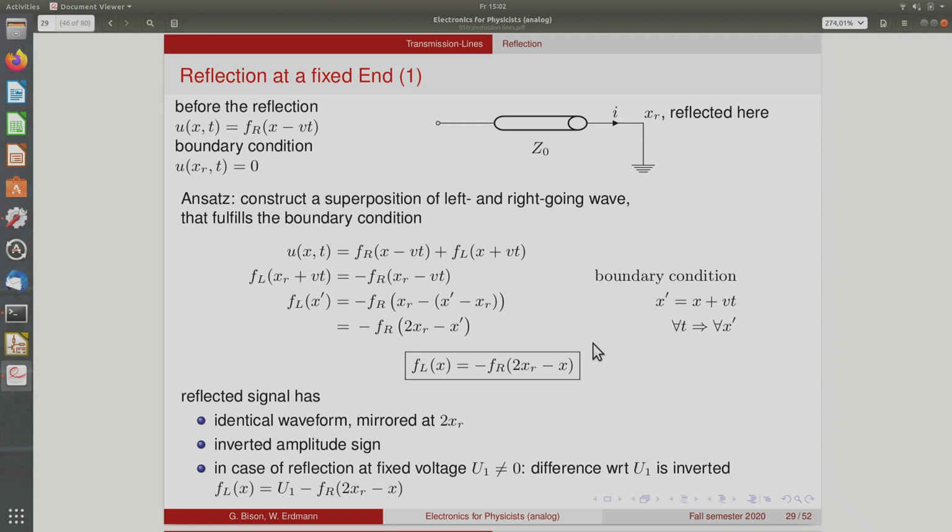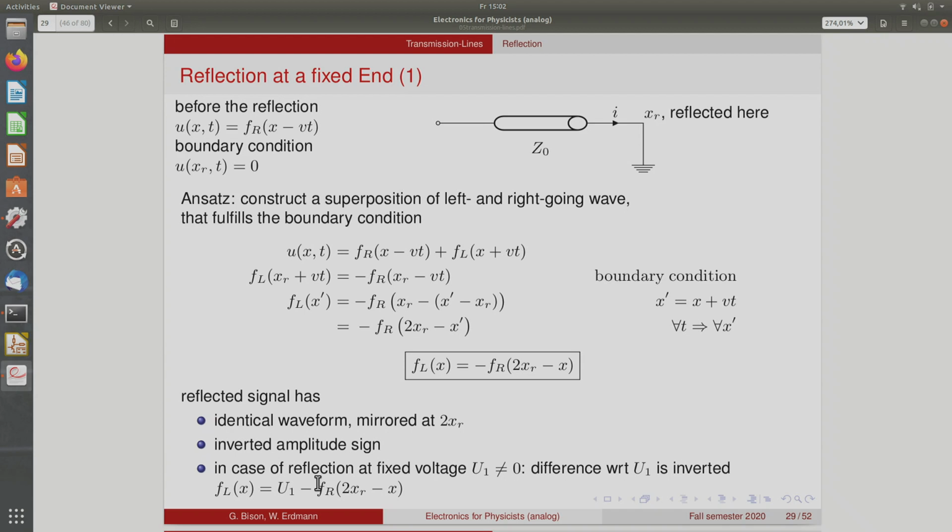And the only comment I also wanted to make is that if we don't reflect at ground potential, at 0 potential, you can also reflect at a constant potential. Then the reflected voltage is offset by this potential.